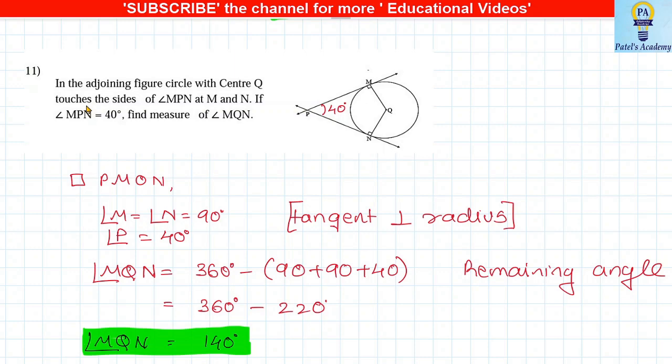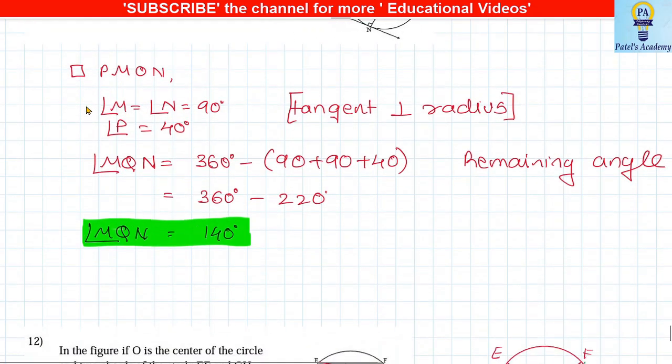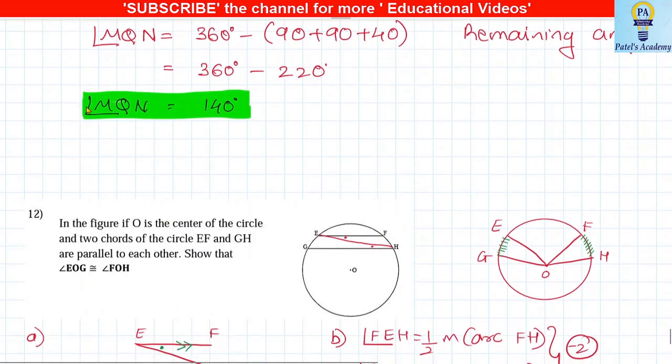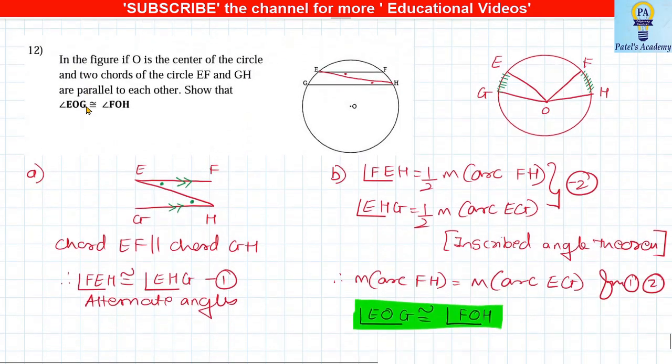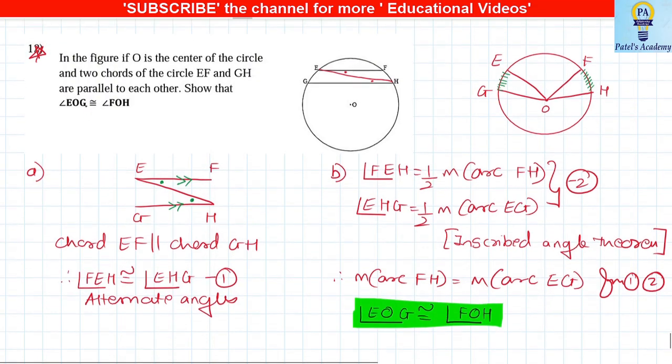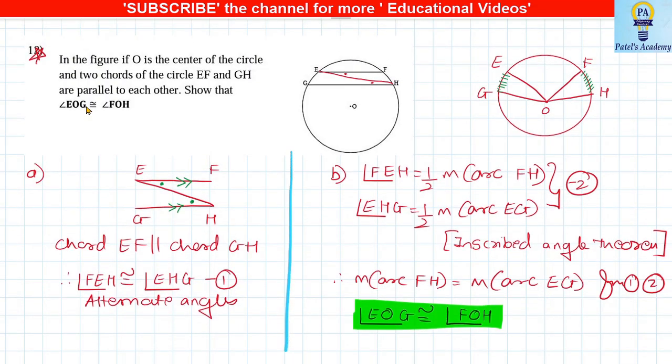Okay. Let me see, we have one more sum. Yes, the 12th sum, students, an important sum. Yes, you mark this sum also important. So what I've done is, students, I've divided this sum into two parts. Okay, part A and part B. So part A is, I have just shown the two chords so that you understand the sum easily. Okay, so they have given that the two chords are equal.